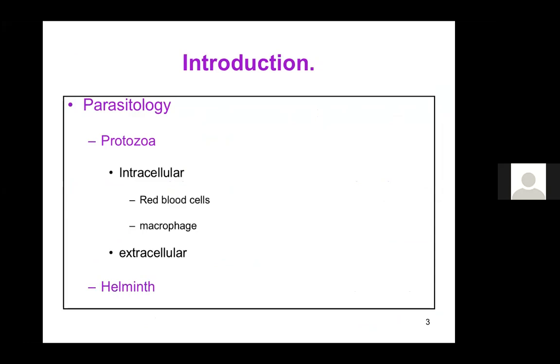So in parasitology, parasites are divided into two categories. The first being the protozoans and then the helminths. Further, the protozoans are divided into intracellular protozoans and also extracellular protozoans. When we look at the intracellular protozoans, we have those which invade the red blood cells, typical of Plasmodium falciparum, and those which can reside in macrophages.